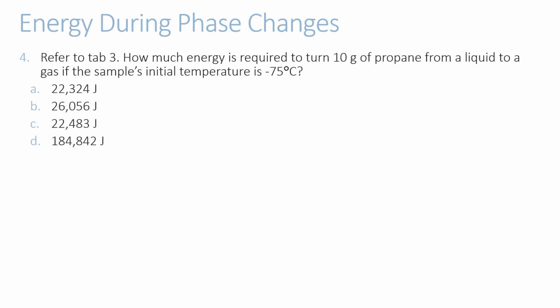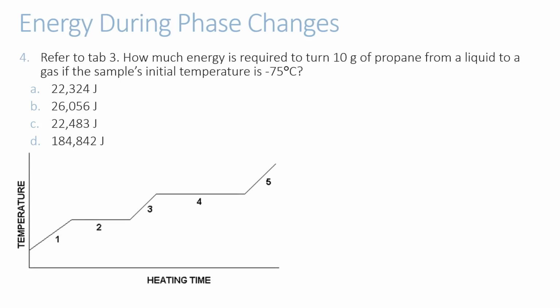Next question says to refer to tab 3. How much energy would I need to take 10 grams of liquid propane into a gas if the initial temperature is at negative 75 degrees Celsius? So on our heating curve, we've got the boiling point and the melting point, and we're starting at negative 75.